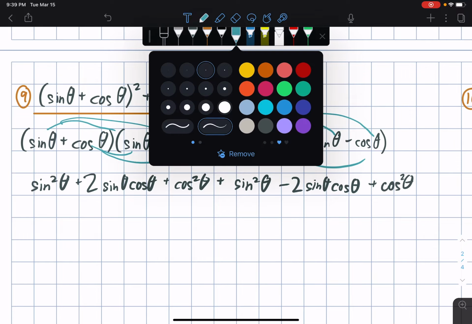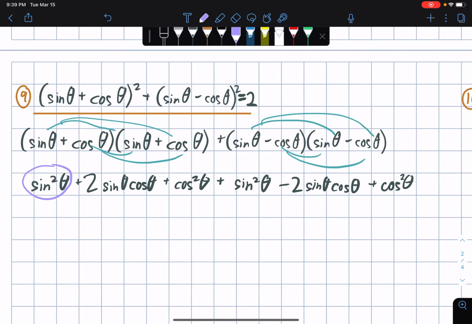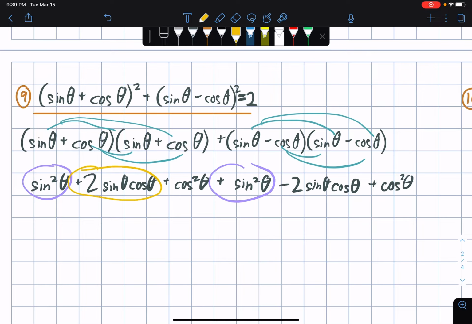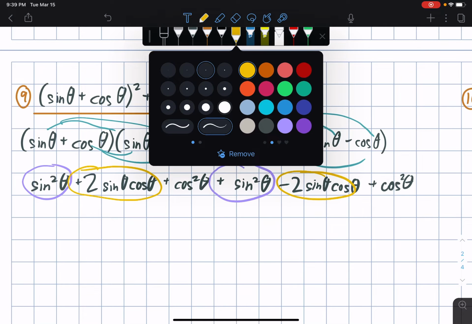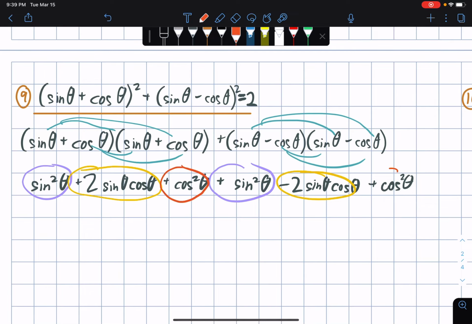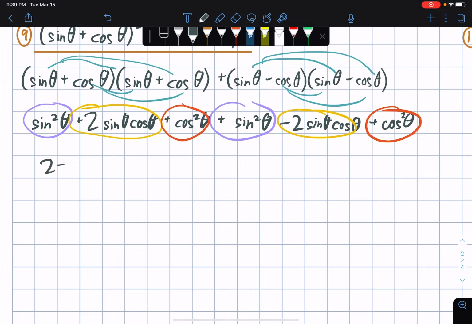Let's try to use a variety of colors again. So for sine raised to 2 theta, we have two of them. For sine theta cos theta, we have two pairs. We have a single pair. And for our orange color, we have cos raised to 2 theta and cos raised to 2 theta. So now let's combine them together. So we get 2 sine raised to 2 theta, and we add cos raised to 2 theta, and this is our final answer.